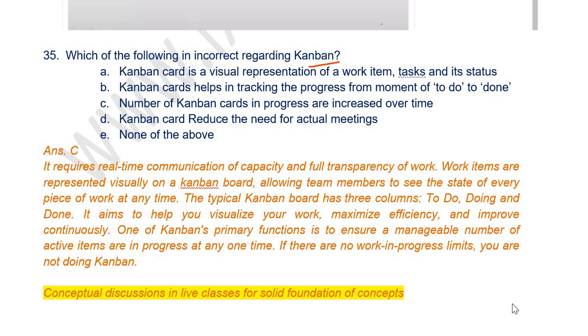So one of the statements which was not correct here was that the number of Kanban cards in progress are increased over time. No, it is not increased, because you would want the work to get completed and the Kanban cards that are visible on the Kanban board should be reducing and not increasing. So the correct answer here, which is incorrect, is if they are not increasing over time, the aim is to reduce them over time.